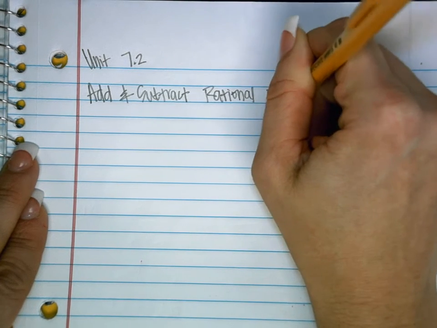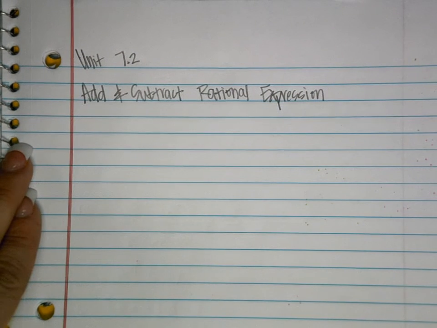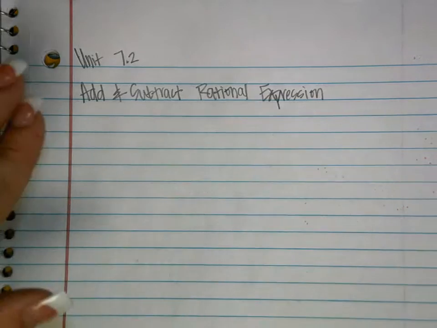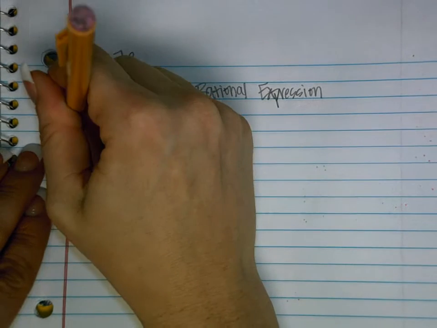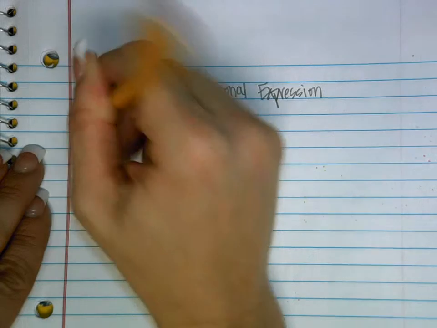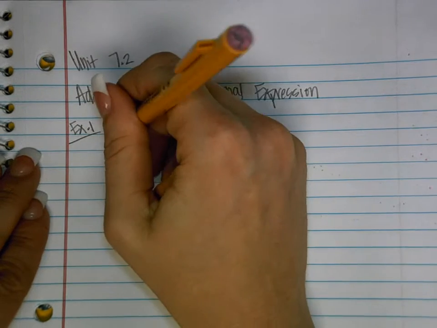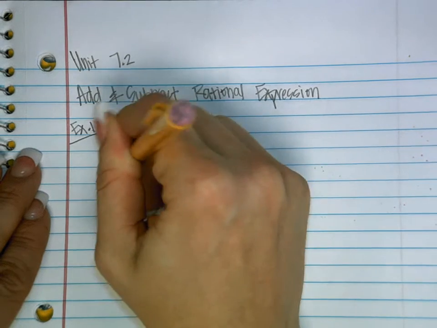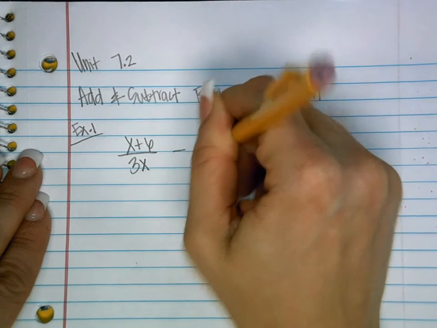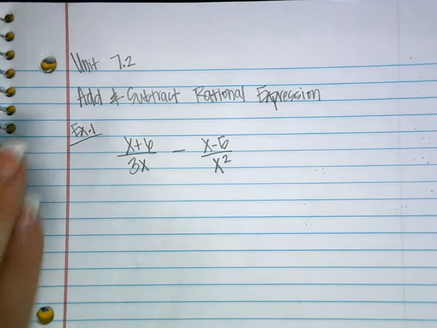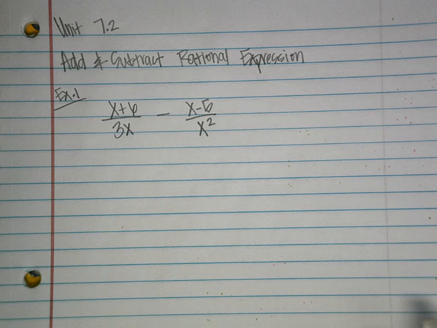Okay, does anyone remember what is a rational expression? What do we say a rational something is? A fraction. So we're going to be adding and subtracting fractions. Sometimes they will have a common denominator already, sometimes they will not. It just depends on the problem. For your first one: x plus 6 over 3x minus x minus 5 over x squared.